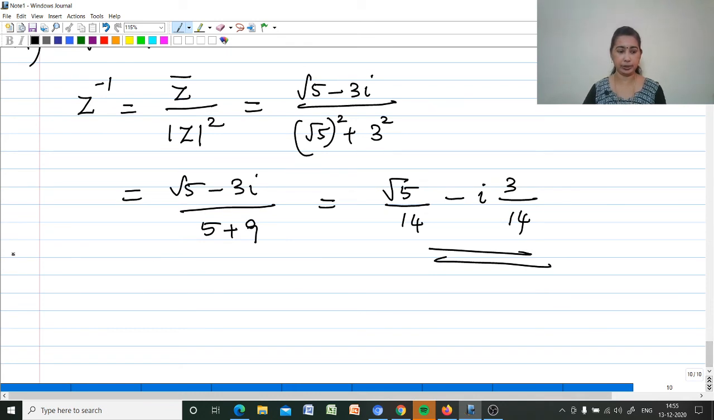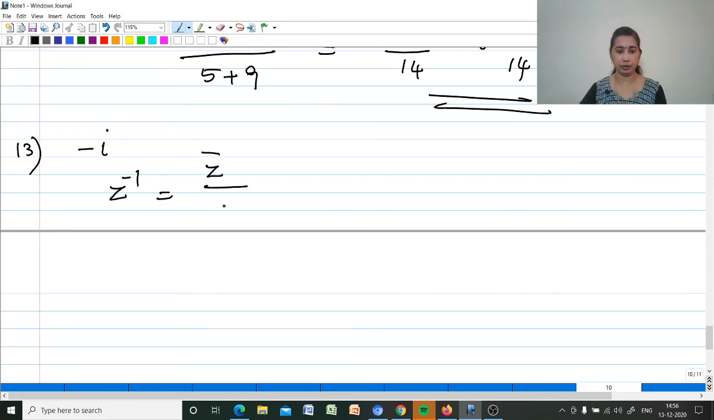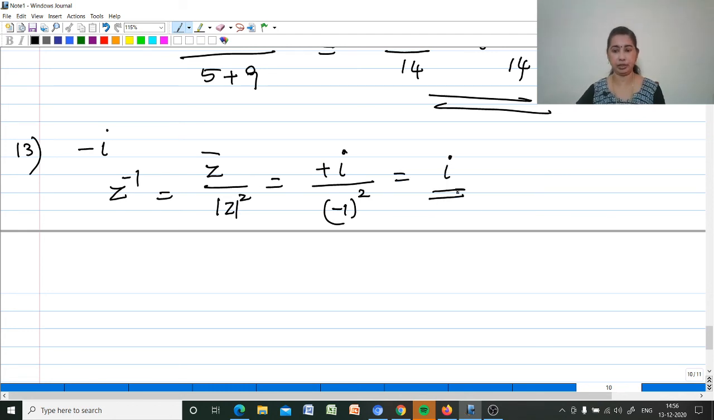Now, next one, question number 13. Minus i. So, again we have to find what is z inverse. Z inverse is the same as z conjugate by mod z square. So, z conjugate, here it is minus i, so z conjugate is plus i, divided by mod z square, which means here the real part is 0, then the i value is minus 1, so minus 1 square, which is equal to i by 1 or i. So, writing in the complex number form, it is 0 plus i.